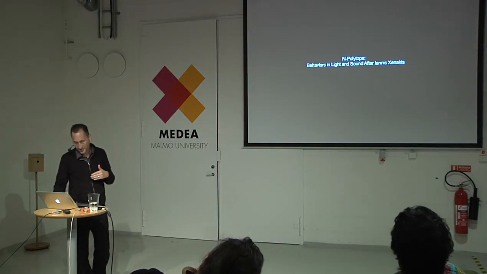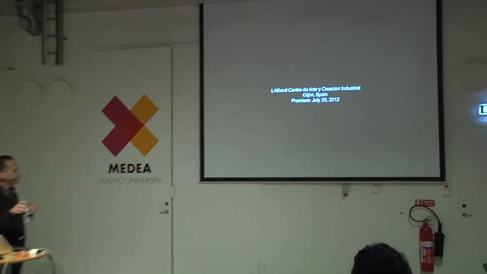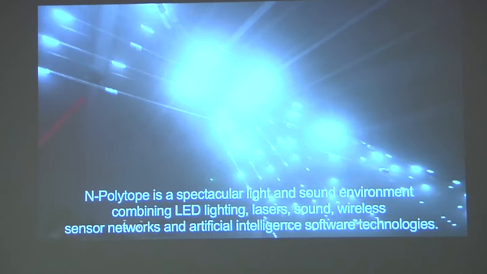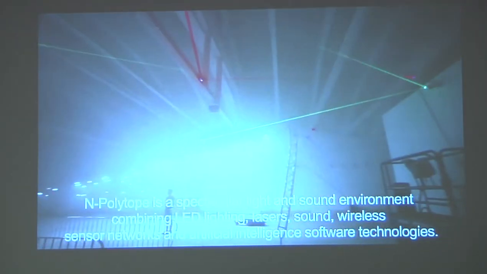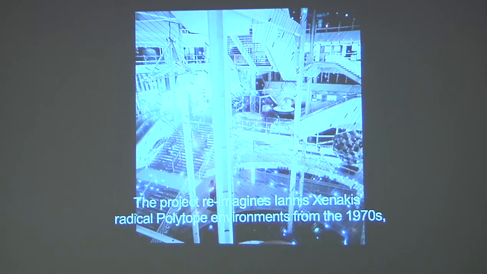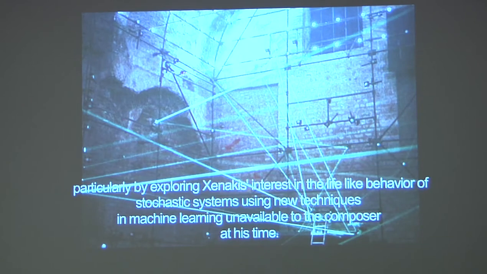So this is the video. Goes fast, but gives you some sense. These are original pictures from the first polytope that Xenakis did in Montreal in '67. This is in France in 1972.